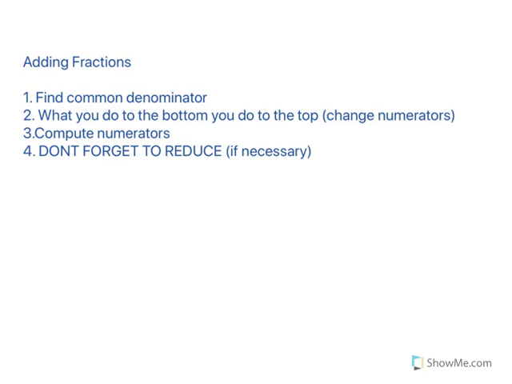Find the common denominator. That is the first rule. Finding the common denominator can be difficult, but in order for you to save time, the best way to do it is to multiply the denominators that you already have together, and you will get a common denominator. The second rule is what you do to the bottom, you do to the top. Change the numerators. Whatever you multiply that denominator by to get your common denominator, multiply that same number by its numerator, and then change your numerator.